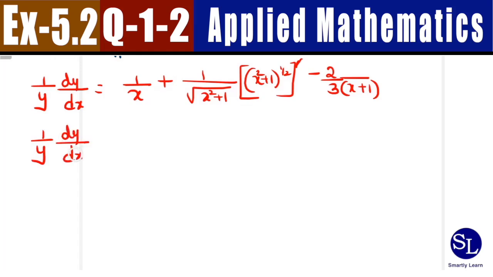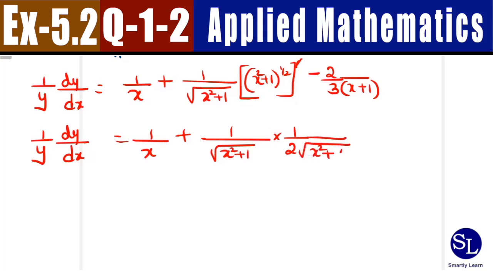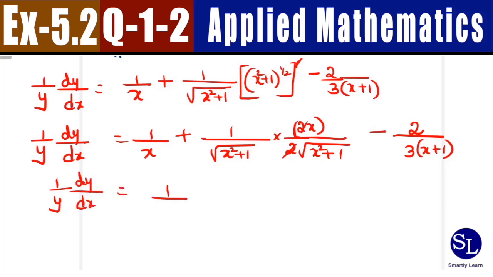Dy by dx is equal to 1 by x plus 1 by root of x square plus 1. This is a plus b the whole power half. So this is half into a plus b the whole power minus half. So I'm putting x again x square plus 1 into differentiation of this, which is going to fetch me 2x, minus 2 divided by 3 into x plus 1. This 2 and 2 gets cancelled. So 1 by y dy by dx is equal to 1 by x plus, this just numerator is x, root of x square plus 1 into root of x square plus 1 is simply x square plus 1, minus 2 divided by 3 into x plus 1.